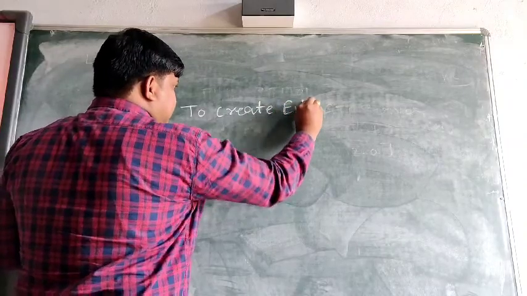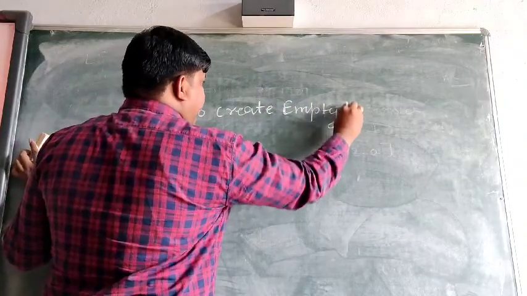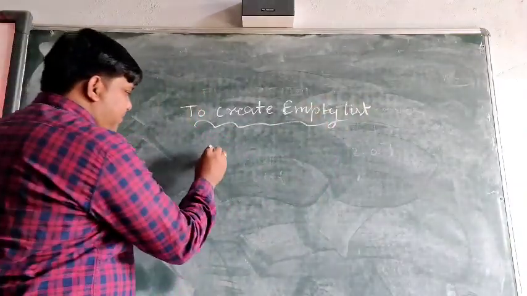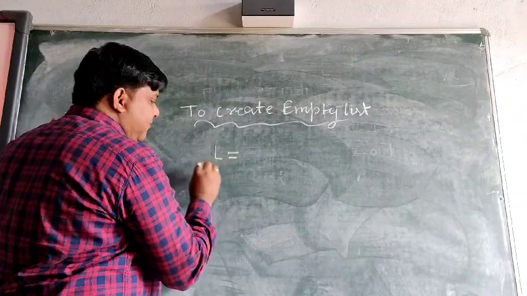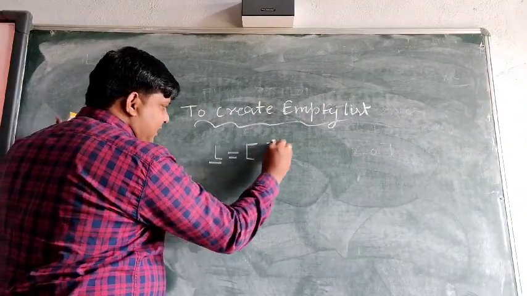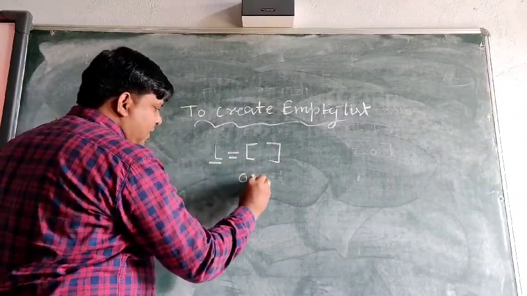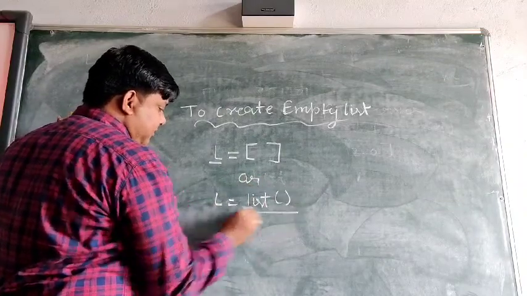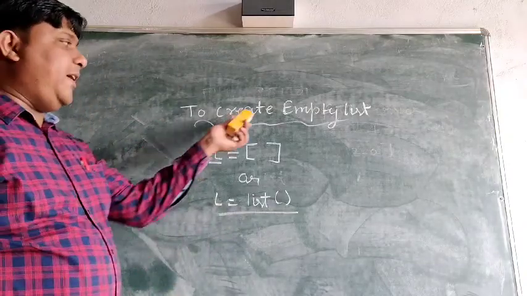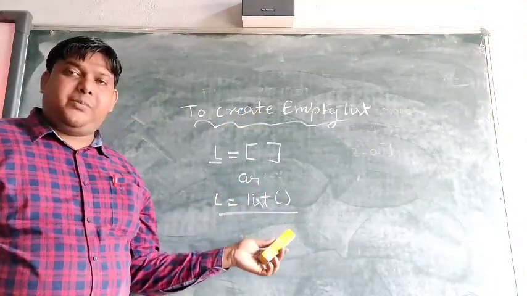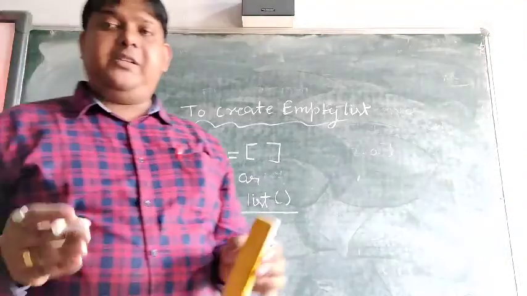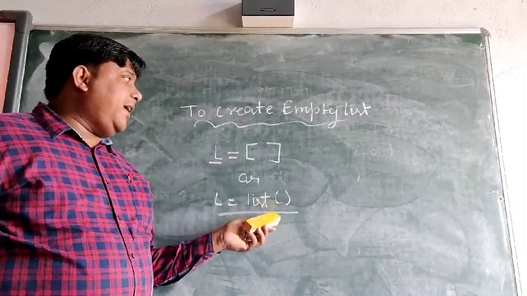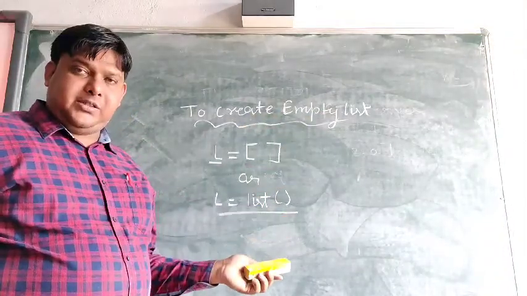Now, the first is how to create an empty list. We have two ways to create an empty list. The first one is L, variable name, is equal to square bracket, or we can use L is equal to list function. These are the two ways by which we can create an empty list. Empty means such a type of list that does not have any members.